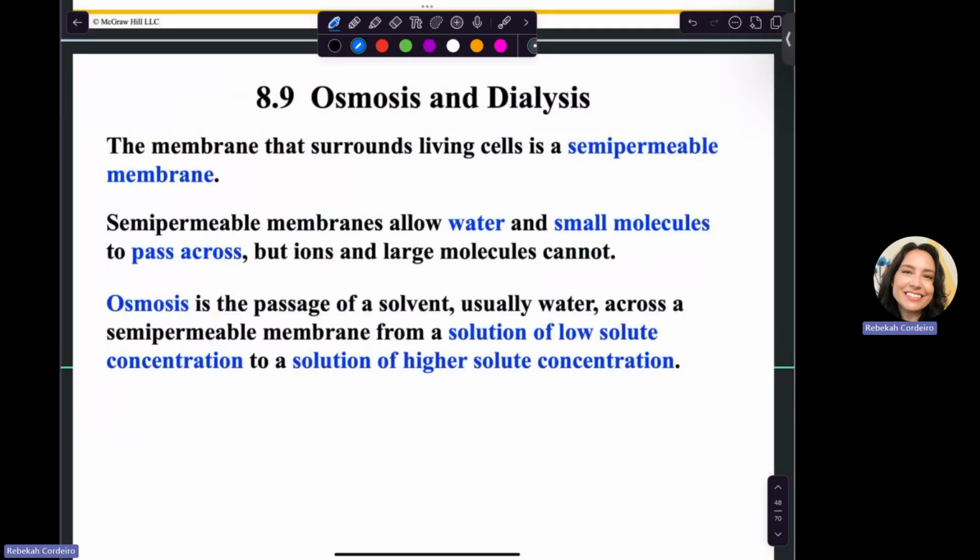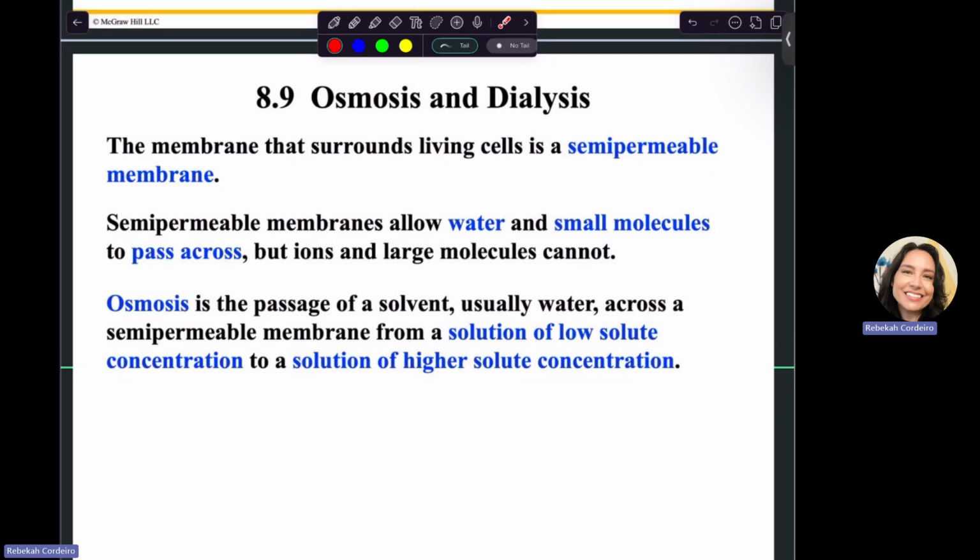And last little topic here is osmosis and dialysis. So before we can start talking about osmosis, we got to make sure you understand what a semi-permeable membrane is. Semi meaning partial, permeable meaning able to go through. So a semi-permeable membrane means that some things can go through it and some things can't.